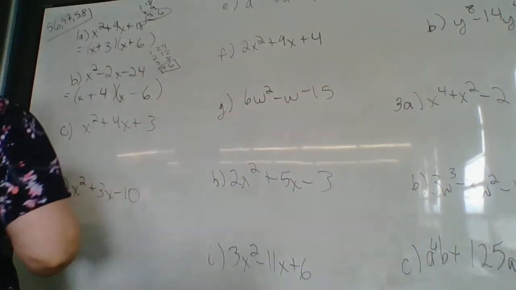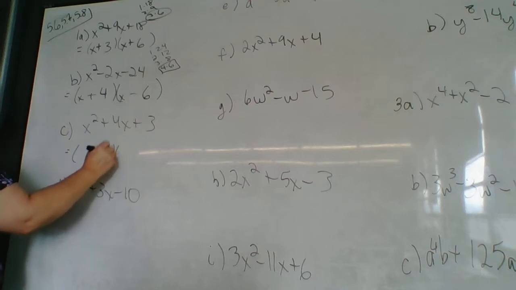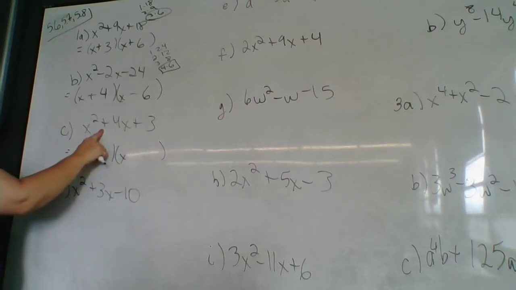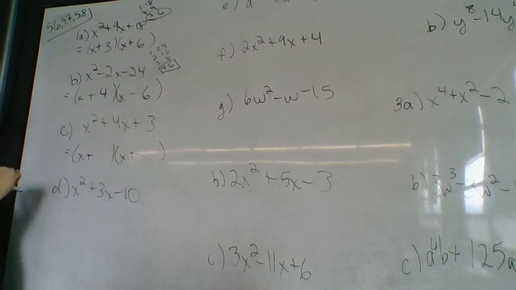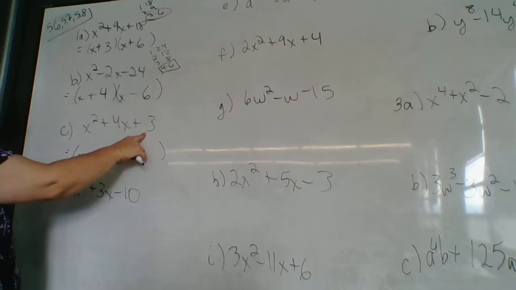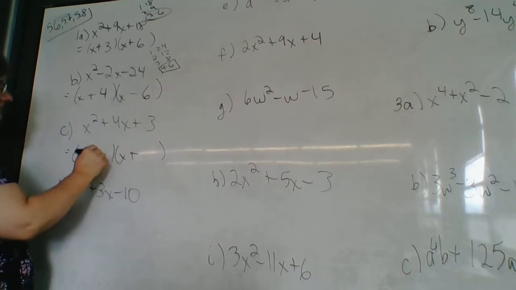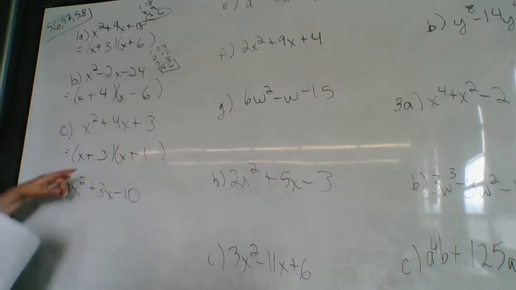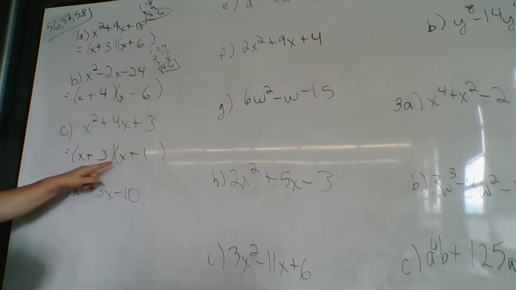Let's try C. None of these terms have anything in common. 2 parentheses. X goes in my first slot. All of my signs are positive in my problem, so they're positive in my answer. What are factors of 3 that add up to 4? Well, the only factors of 3 are 3 times 1. Let's try it. X squared plus 3x plus x is 4x, and 3 times 1 is 3.